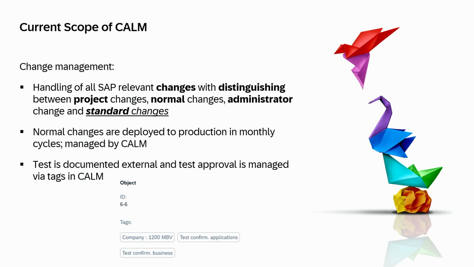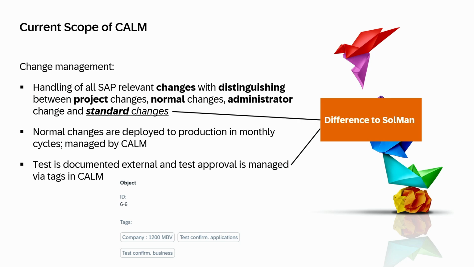So that's a simplified look at how the tags look. For us in Solman, we had more possibilities to have these test cases managed, and several approval steps that we are missing now in Calm. That's why we use the tag solution.